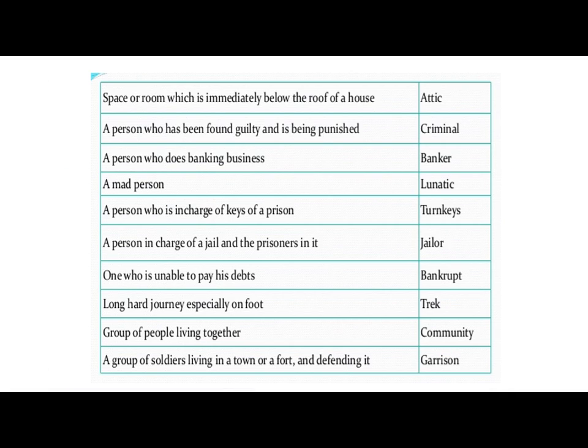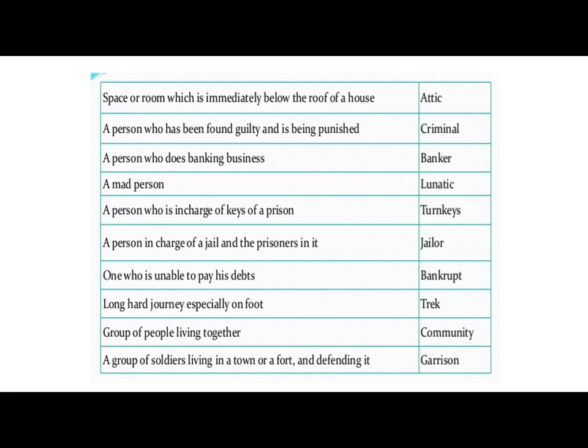Space or room which is immediately below the roof of a house: attic. A person who has been found guilty and is being punished: criminal. A person who does banking business: banker. A mad person is called a lunatic. A person who is in charge of keys of a prison: turnkey. A person in charge of a jail and the prisoners in it: jailer. One who is unable to pay his debts: bankrupt.